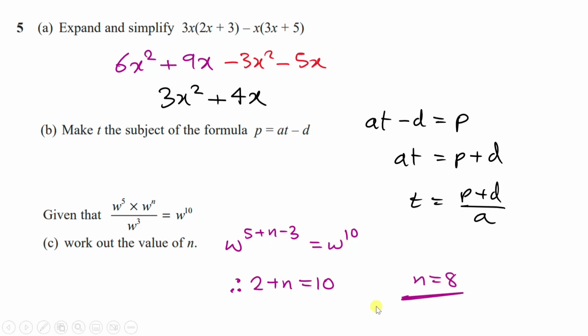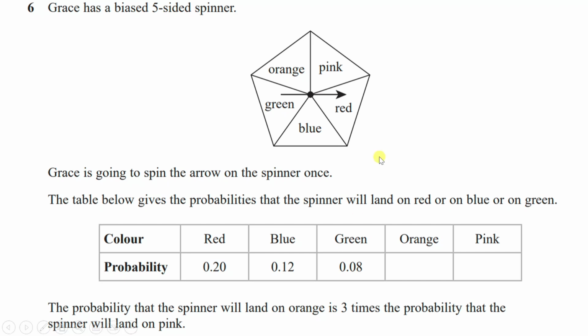Therefore, n has to be A. Yeah, easy. Now 6. So Grace has a biased 5-sided spinner. So it looks like it's biased, but it kind of looks the same here. Now Grace is going to spin the arrow on the spinner once.